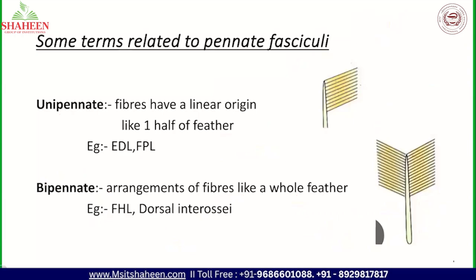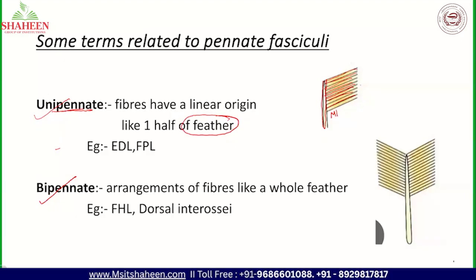Next, we have some terminology related to pinnate fasciculae. Fasciculae means the bundles of muscle fibers. And pinnate is based on the arrangement. You have unipinnate, bipinnate, multipinnate, and circumpinnate types of muscle fibers. If you consider the arrangement of fibers just like a feather, if you have a linear origin and one half of the feather is present, then it is known as unipinnate. That means there will be a stem and only half of the feather is present.